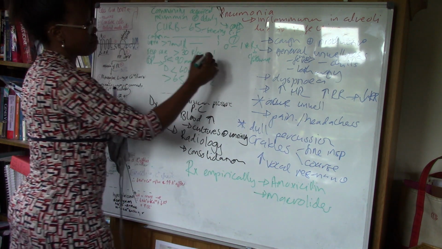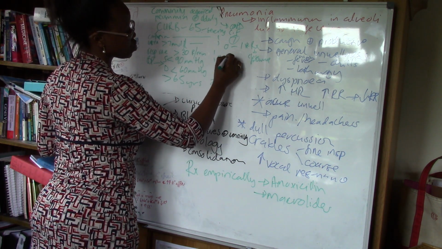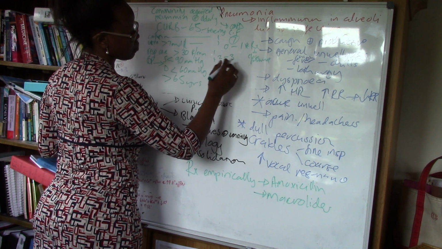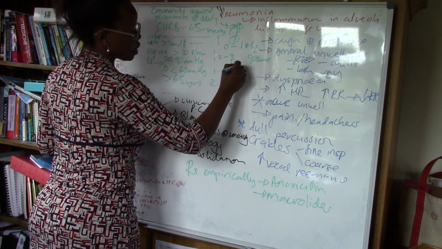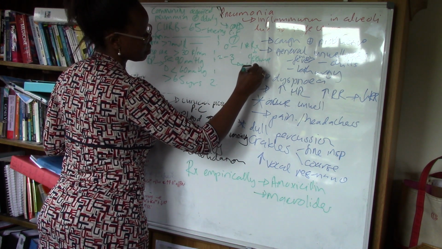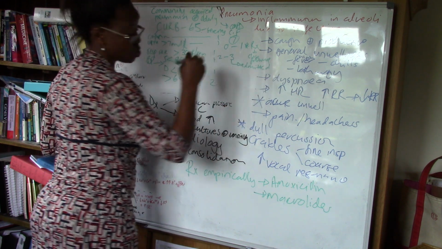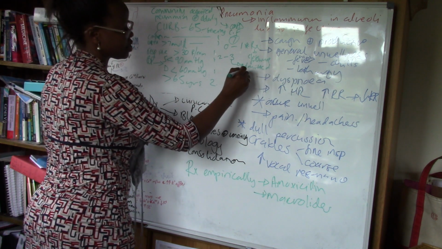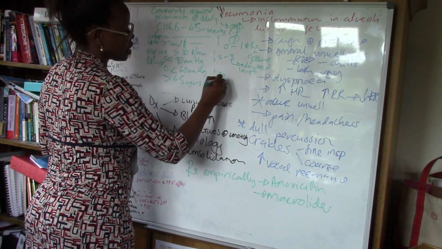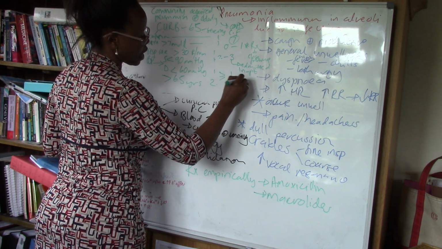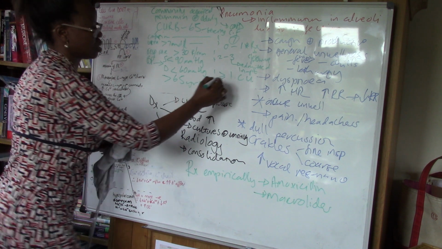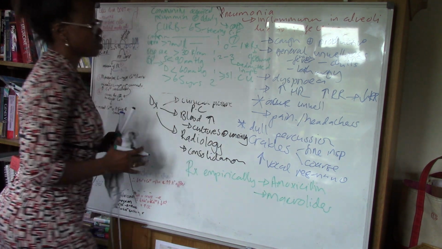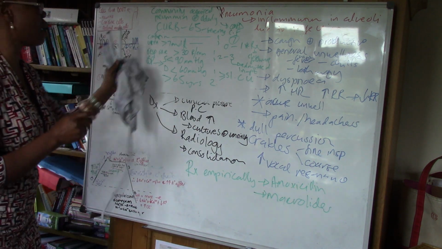And then if the score is between 2 and 3, they must be admitted to hospital and treated as an inpatient. Anything more than 5 is intensive care. So that's how you use the CURB-65.